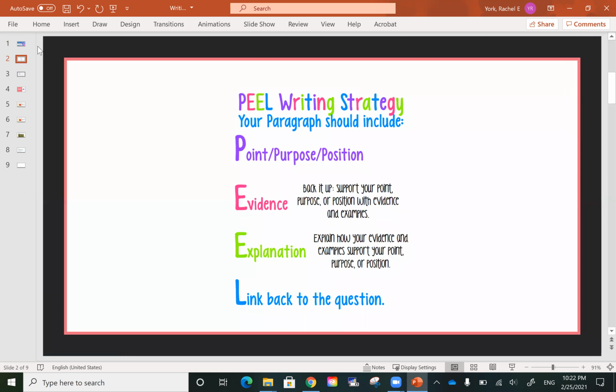The strategy that I'm going to be showing you today is PEEL. It's an acronym, as you can see. Point, purpose, position. That is your topic sentence. Okay, so that's the topic sentence. It will typically answer a question or respond to something. It's a response to something. All right. So that's typically what that is.